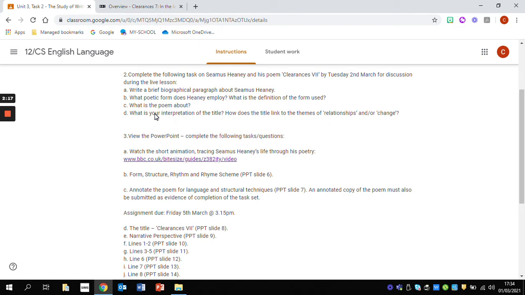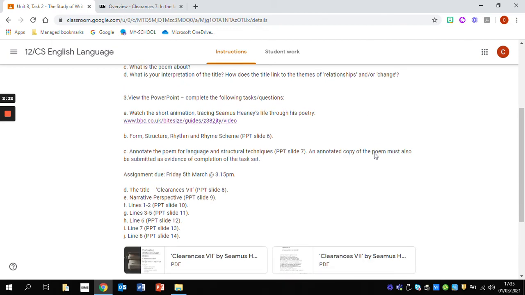So think about the clearances more. In the video I've recorded annotating the poem, I talk about what clearances means. We'll have a look at that and see if there's any correlation between your interpretation and my interpretation. Then you will come to this bit with the PowerPoint.